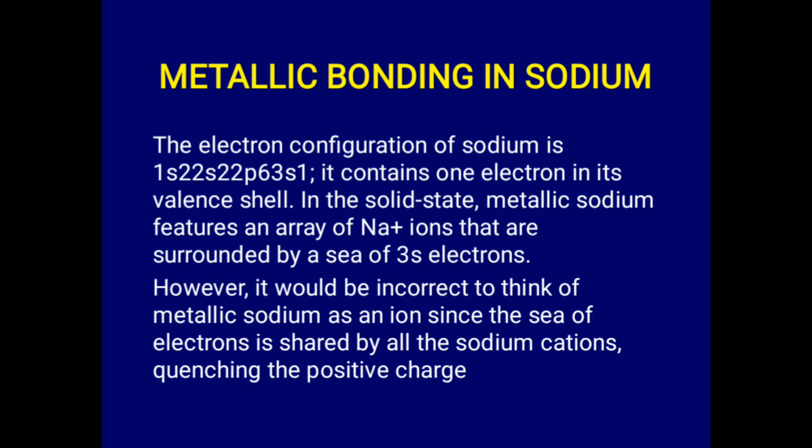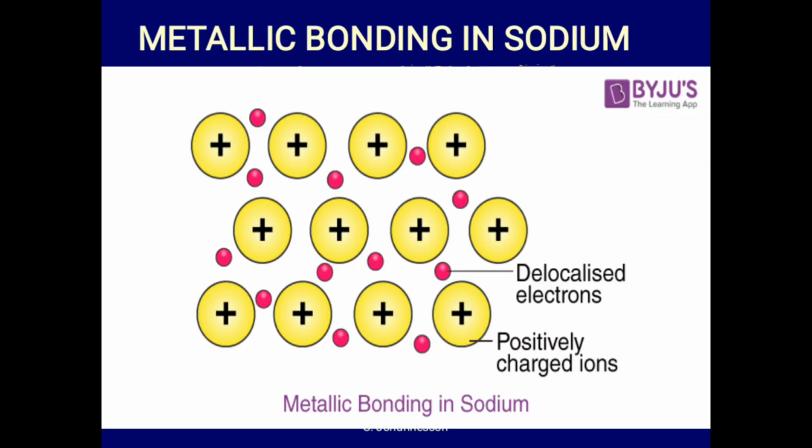Now let's look at a typical metallic bond, and let's use sodium as a case study. The electronic configuration of sodium is 1s2, 2s2, 2p6, 3s1, with atomic number 11. Sodium contains one electron in its valence shell, which means it is univalent. In the solid state, metallic sodium features an array of Na+ ions surrounded by a sea of 3s electrons. We'll get to see that one. This is what we're talking about.